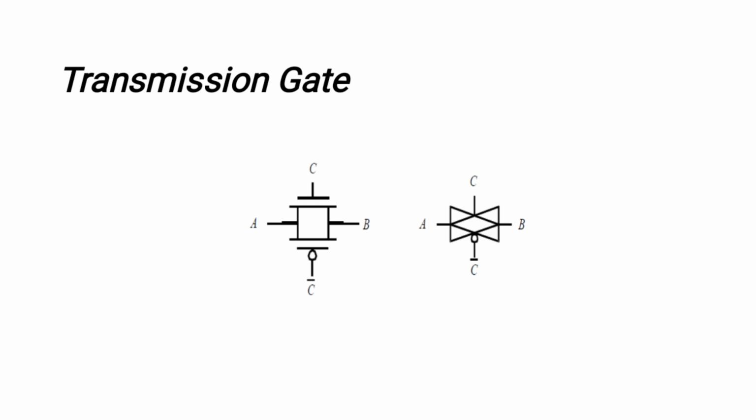Then another important thing is the transmission gate. This is the symbol for a transmission gate. When two NMOS transistors are connected in series, that is pass transistor logic, whereas in a transmission gate we connect two transistors in parallel. Here we can connect NMOS and PMOS, whereas in pass transistor logic we use only NMOS transistors. In a transmission gate we use both NMOS and PMOS in a parallel structure.